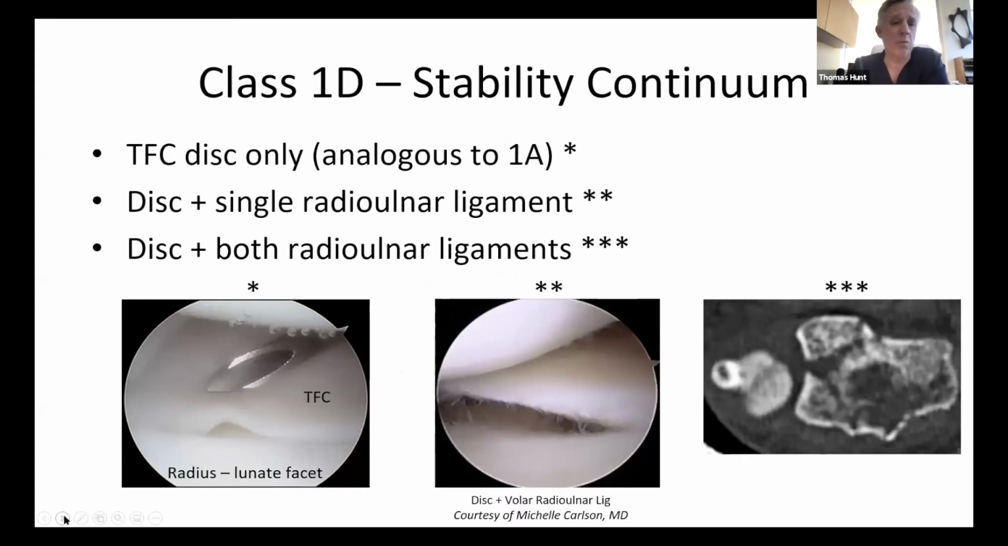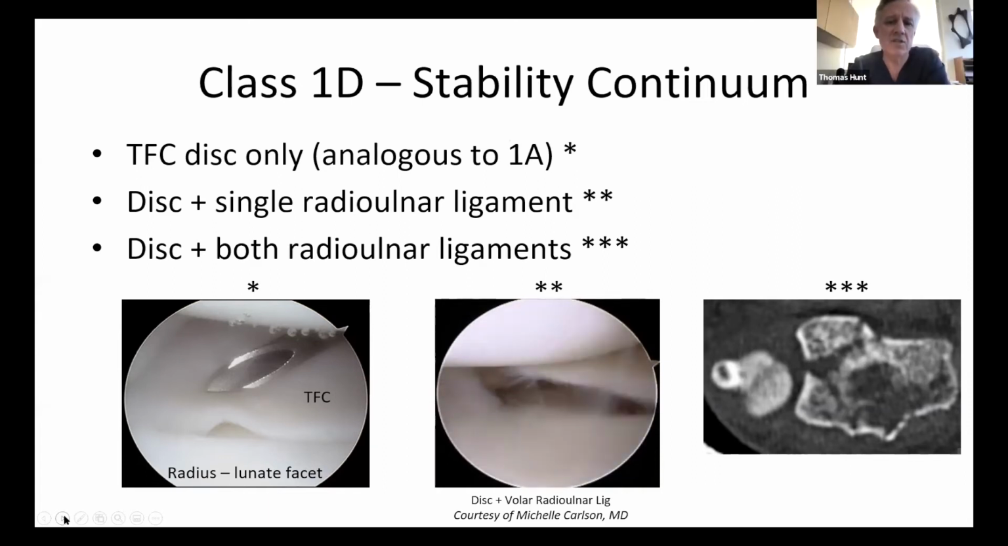Dr. Palmer really was thinking of the bottom left picture, where you see the central disc attaching to the radius. Again, though, a cartilaginous disc attaching to hyaline cartilage. So not a lot to repair to in my book. Next, please. And this video was provided by Michelle Carlson.